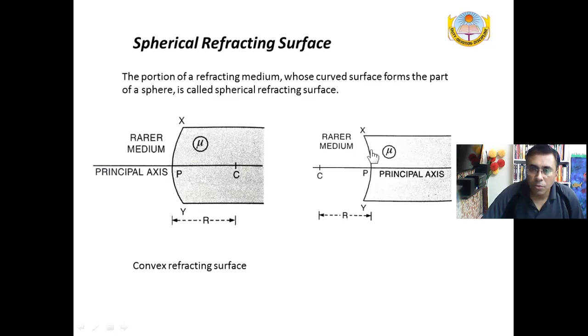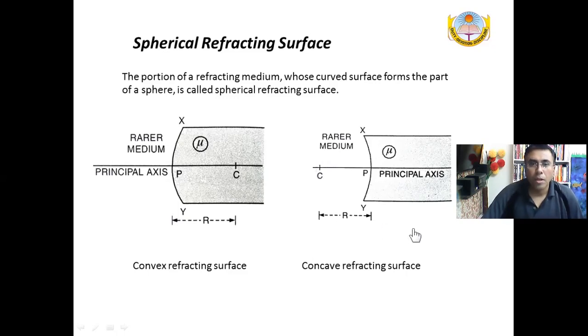Over here, you see the bulge part is lying inside. That is, the bulge part is towards the denser medium, or inside this denser medium. Again, this XPY surface is the spherical refracting surface, and we call this refracting surface a concave refracting surface. Here C, the center of curvature, is lying outside the denser medium.